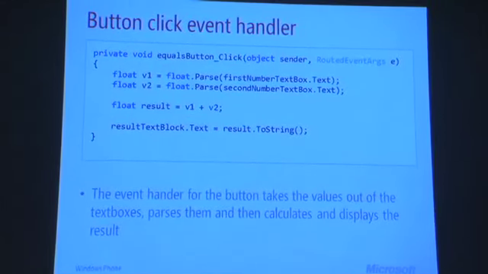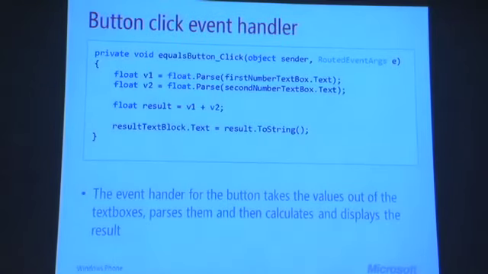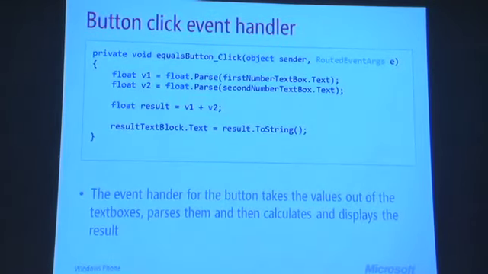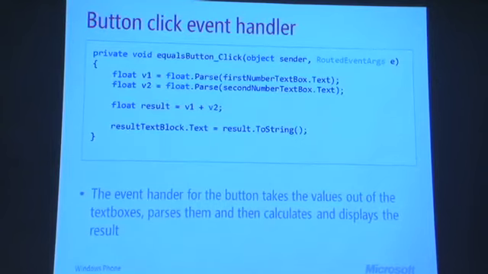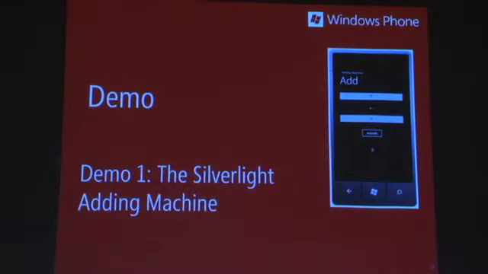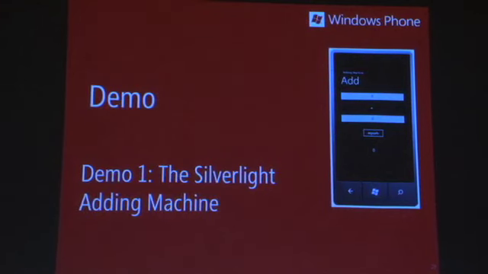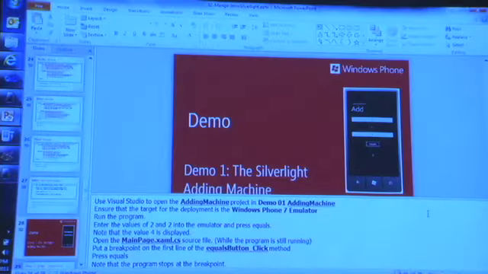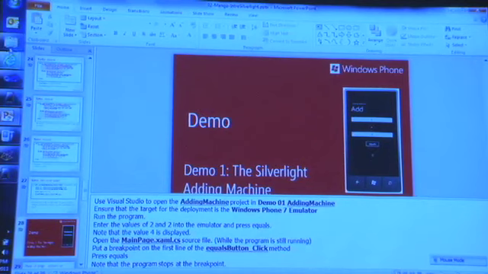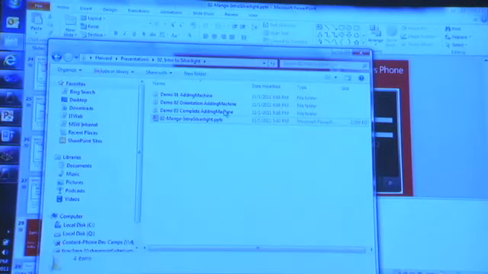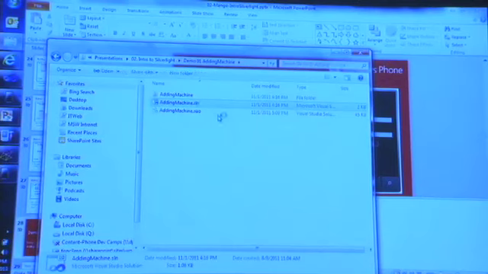Button click event handler. You basically parse it through. I mean, it's pretty straightforward, right? Calculating, displaying the result. It's this click handler, by double-clicking on the click button. So let's go through this Silverlight adding machine that does work, and we'll maybe fool around with it a bit. So let's go to the adding machine. Bam. I'm going to close and zoom out.